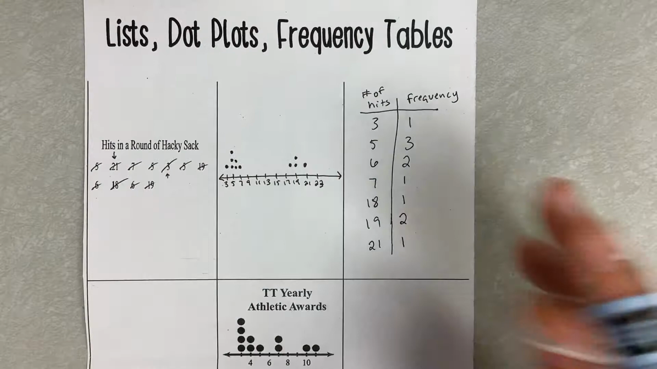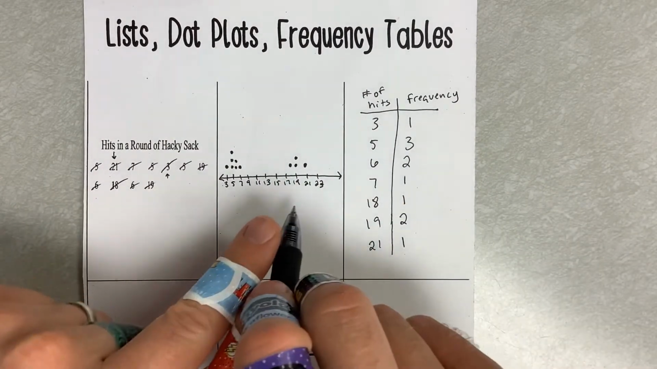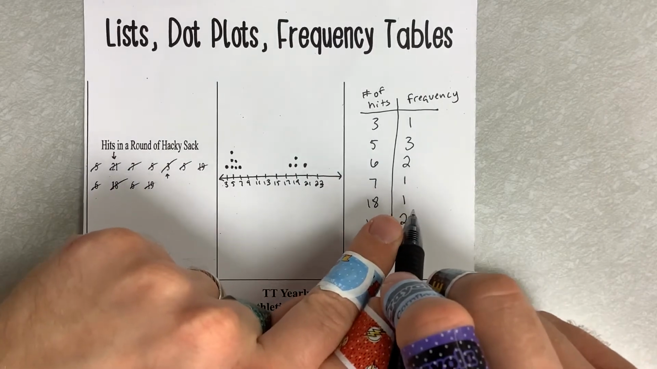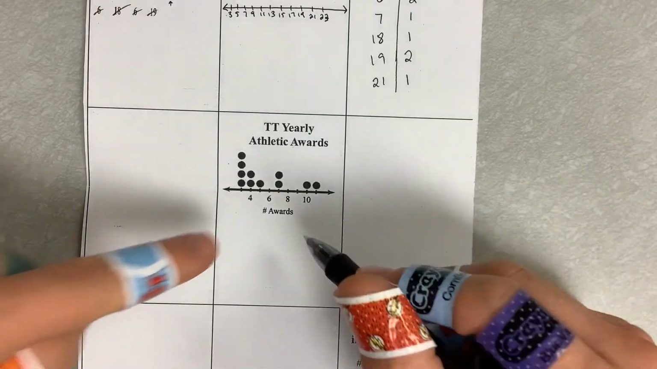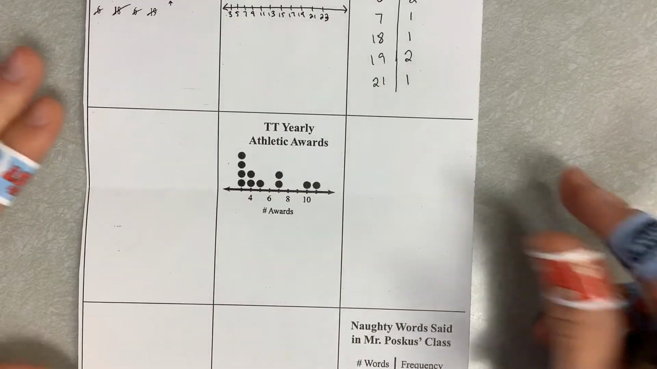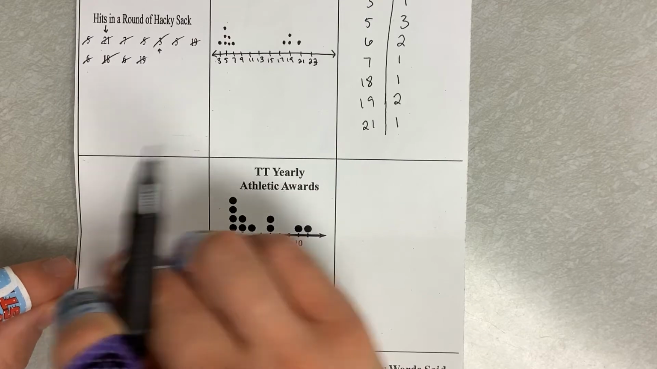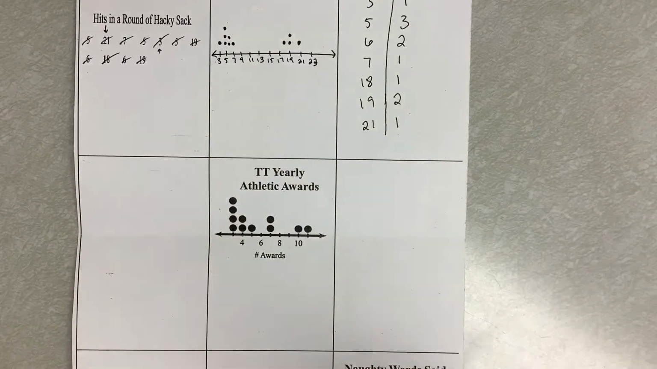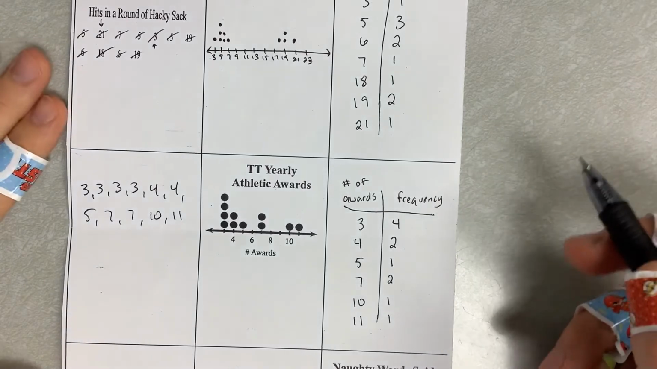So notice three ways of representing the same information. Either I list the information out, I can make a dot plot, or I can make a frequency table. But I want you guys to try the second one, okay? This time they gave us a dot plot. I want you guys to make the list of data, and then the frequency table. Go.